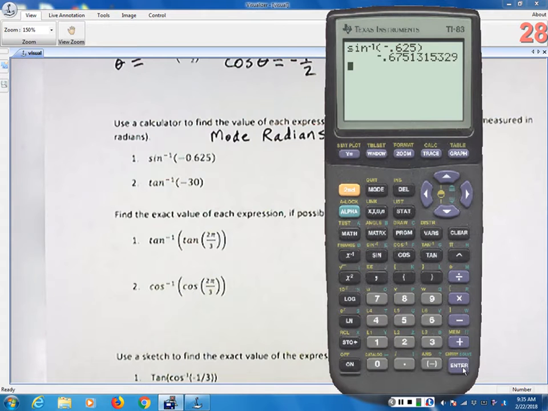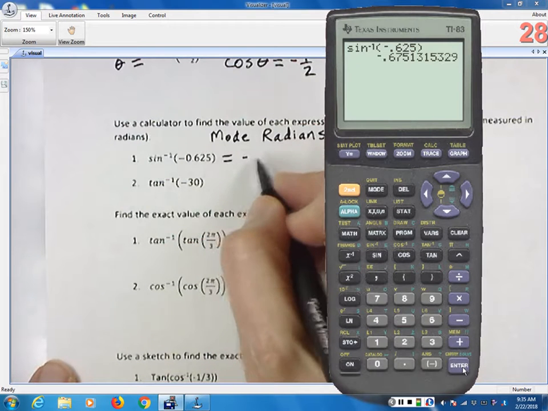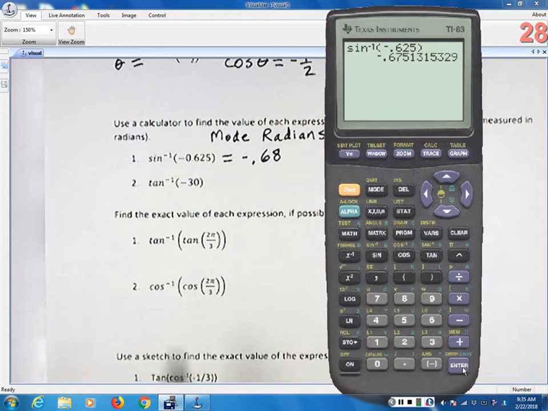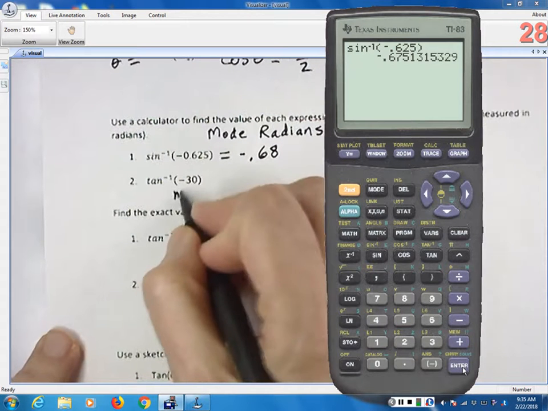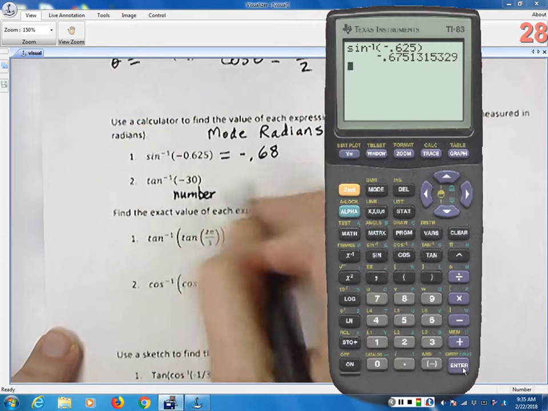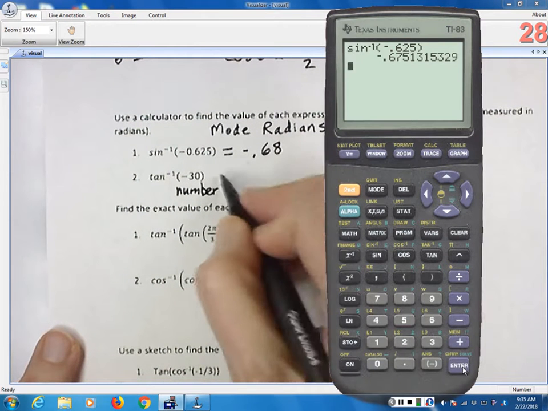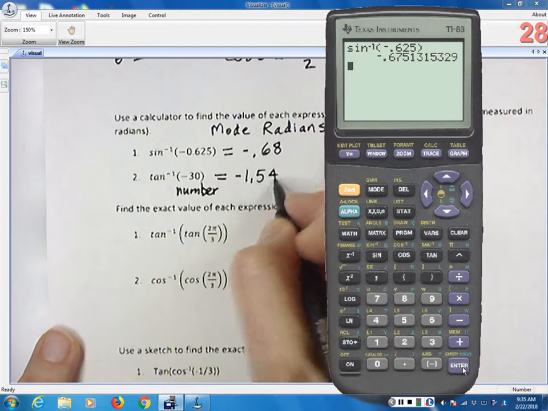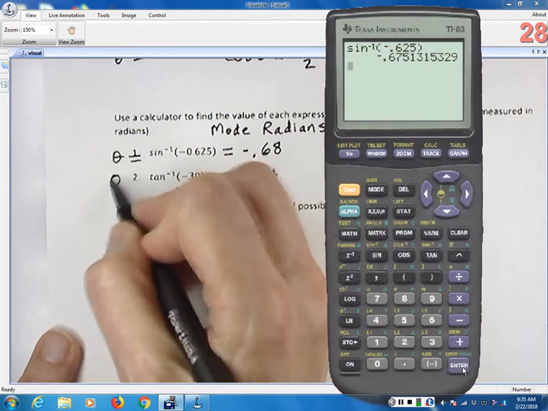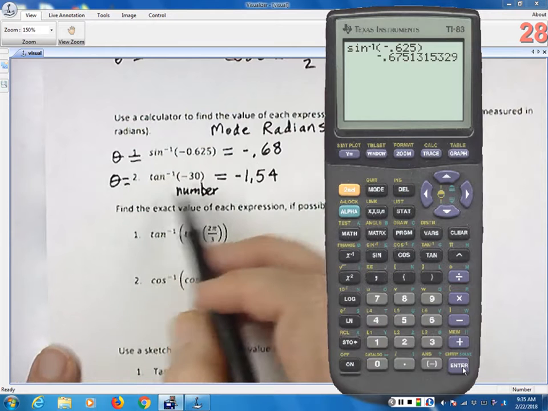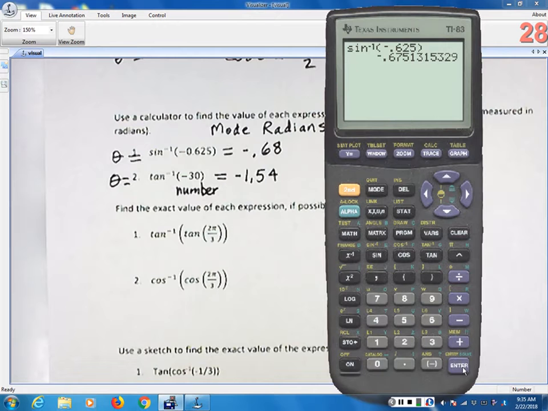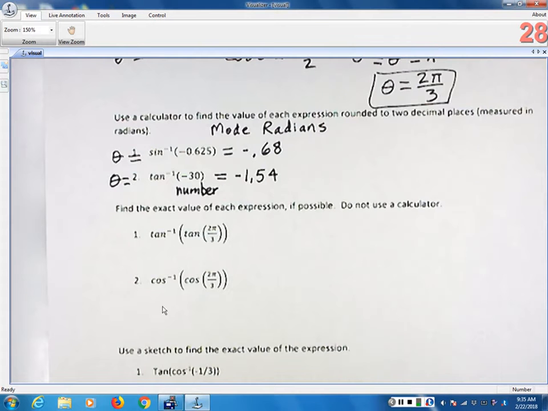And it said 2 places, so this is -0.68. And I do have my mode in radians. Remember, this is a number. So with your mode in radians, you got an angle of -1.54. These are angles. The angle whose tangent is -30.